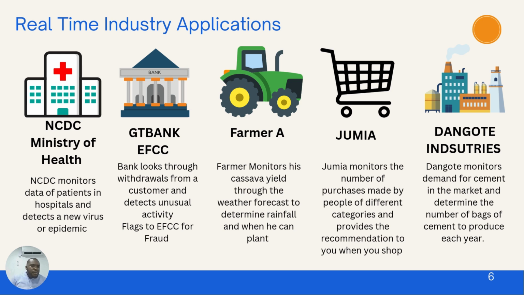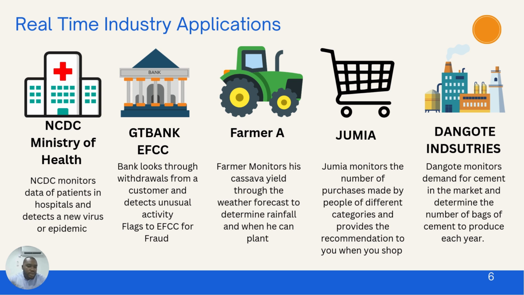Or a farmer keeps on monitoring his cassava yield through weather forecast. So he looks at the weather forecast month on month. The rainfall is going to follow a certain pattern. Then he adjusts himself to say, okay, to get the maximum yield on this cassava crop, let me apply this weather forecast and plant in certain months, right? And then improve my yield. And that is one of the ways.